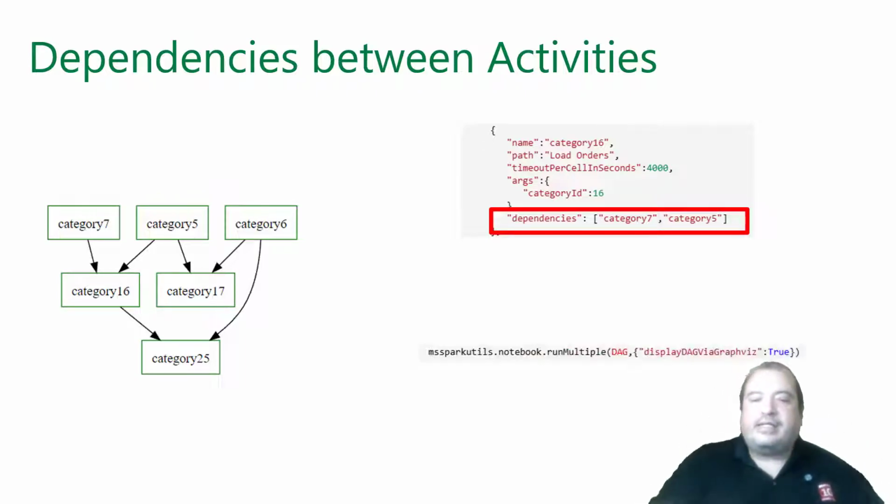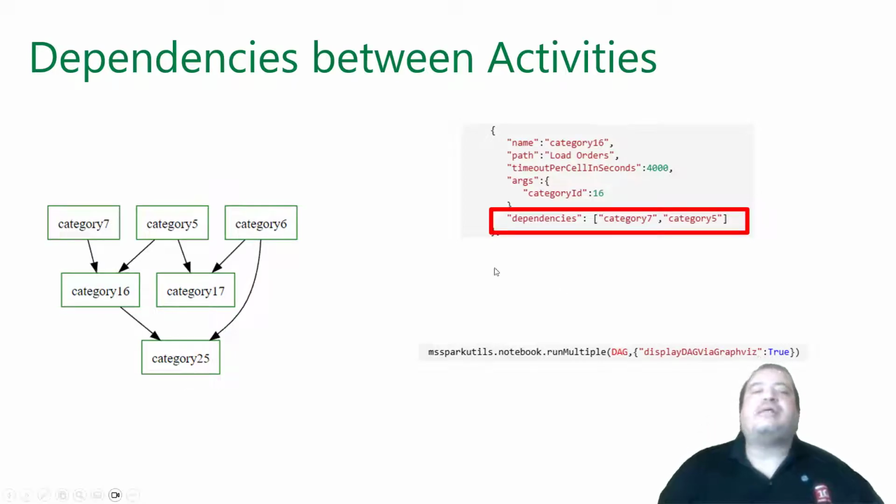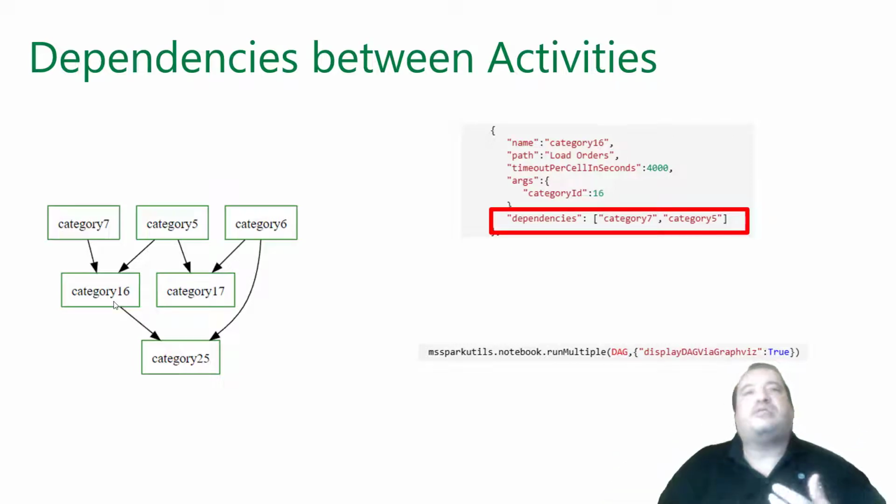And when executing the DAG, we have the option to use display DAG via graph views configuration. This option allows us exactly to retrieve this visual to see how the execution is working, especially in relation to dependencies between the executions.